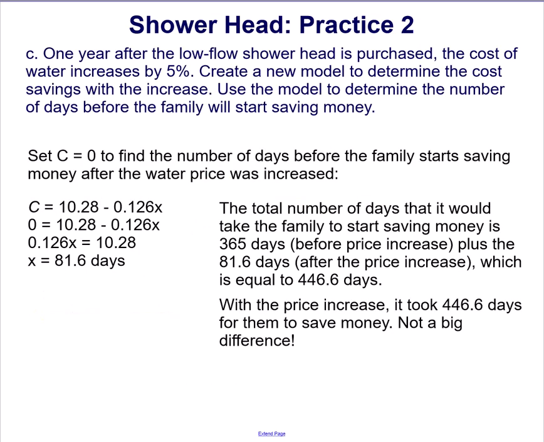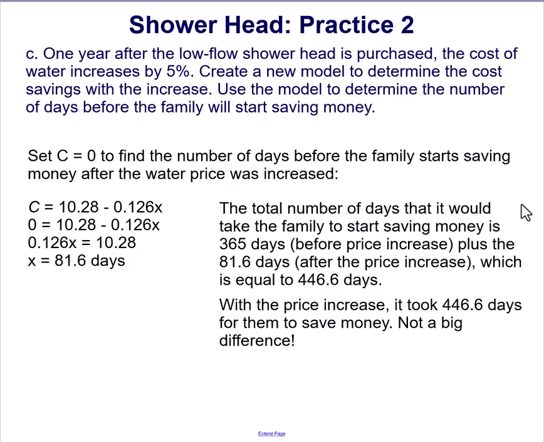So now we're going to use the model to determine the number of days before the family will start saving any money. So right here, we're going to set C equal to 0. And the purpose of that is to find the number of days before the family starts saving money after the water price was increased. So I take my new model, set that equal to 0, and solving for x, we're going to see that x is equal to 81.6 days.